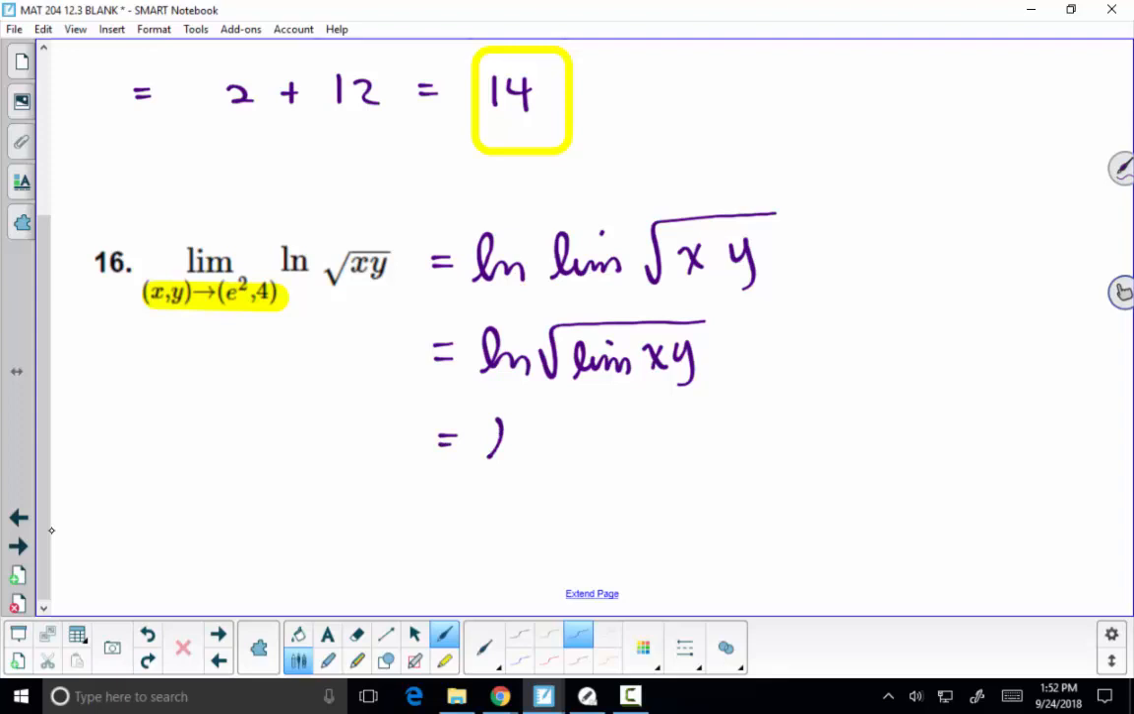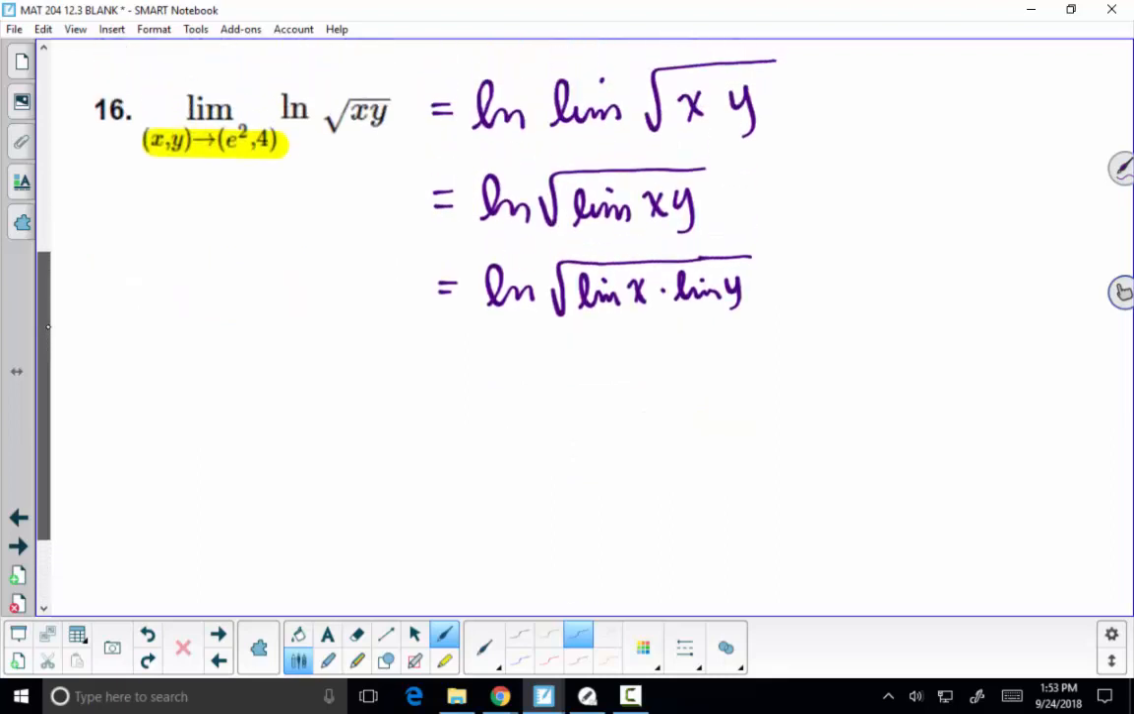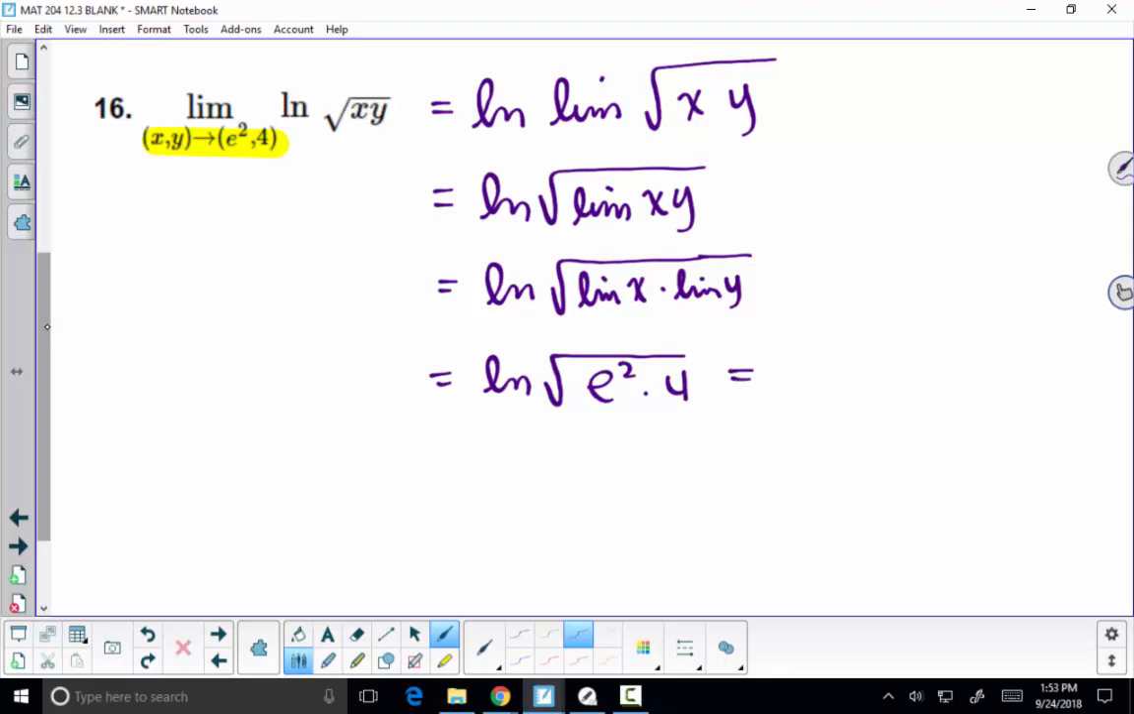And so now we have ln of the square root of the limit of x times y. All right, let's just do it all the way down. This is the limit of x times the limit of y. And now we're all the way boiled down to the basic facts. The limit of x as x goes to e squared, of course, is e squared. The limit of y as y goes to 4 is 4. So this turns into the natural log of the square root of 4e squared. That e is a positive number, so we don't have to deal with any absolute values. So we get the natural log of 2e.